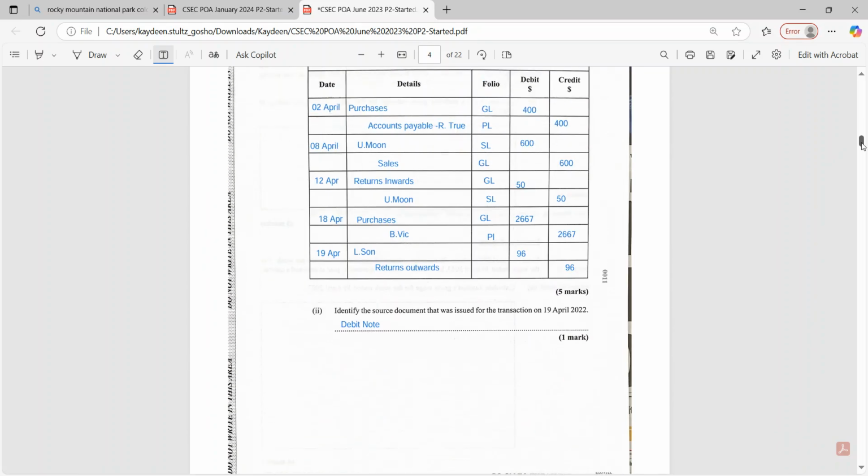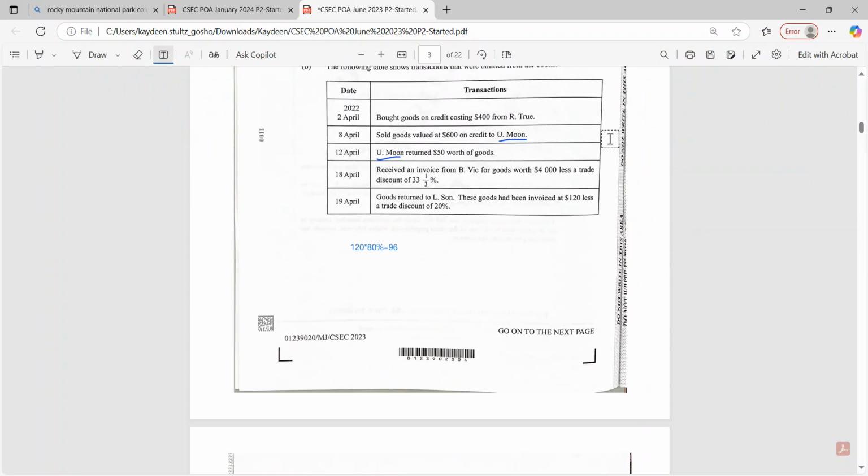All right, so in this case, goods are being returned to Elson, right? So in this case, the goods are leaving our business to our supplier. So this is called return outwards. We normally credit return outwards to show that goods in the business, which is an asset, is decreasing. And when an asset decreases, we credit.